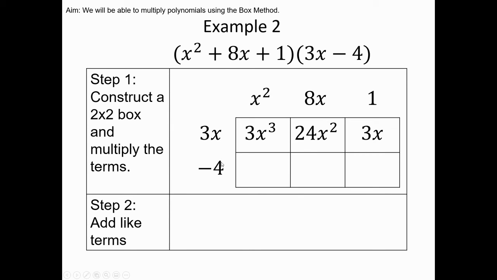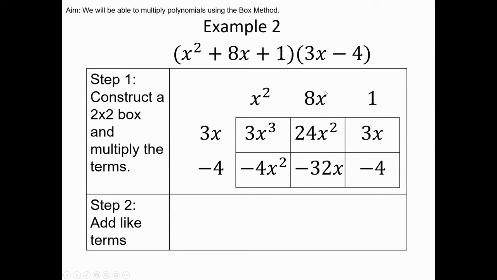Let's go to the bottom row with negative 4. Negative 4 times x squared. That'll be just negative 4x squared, right? Then we have 8x times negative 4. That's negative 32x. 8 times negative 4 is negative 32. And there's a single x. And then finally, negative 4 times 1 is negative 4.